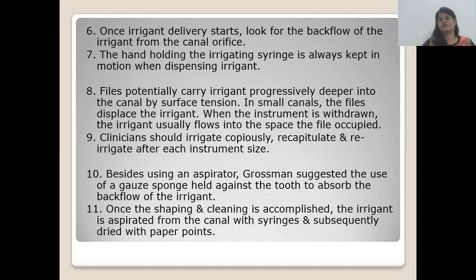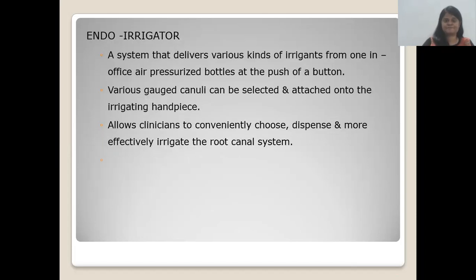blocking of the root canal, which can happen due to dentinal debris or the irrigating solution not reaching the periapical region. Besides using the aspirator, Grossman suggested the use of a gauze sponge held against the tooth to observe the backflow of the irrigant. Once the shaping and cleaning is achieved, the irrigant is aspirated from the canal with the syringe and subsequently dried using paper points.